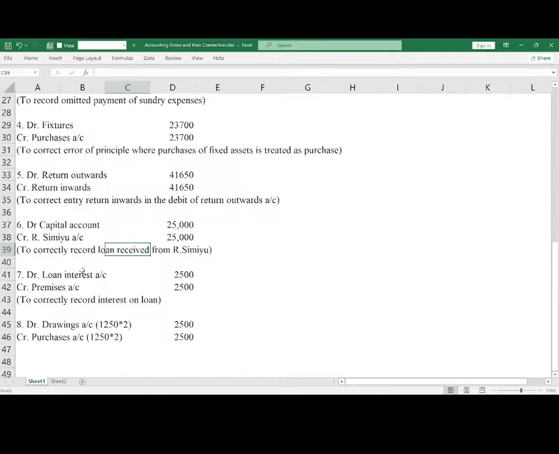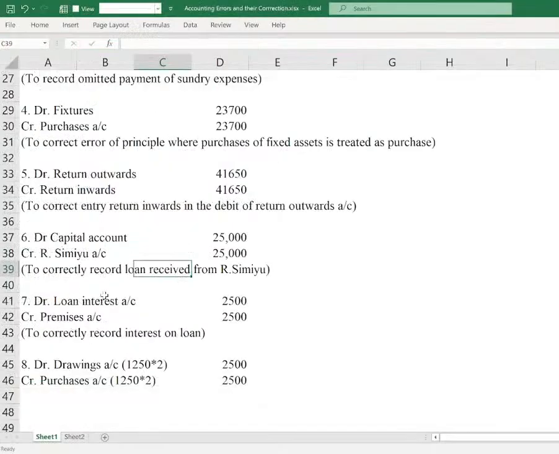Then we have number 7, loan interest of 2,500 had been debited in the premises account. So we have a loan interest here, so it is debited on the premises account. So we are going to debit the loan interest account with 2,500, and then we credit the premises account. So to correctly record interest on loan.